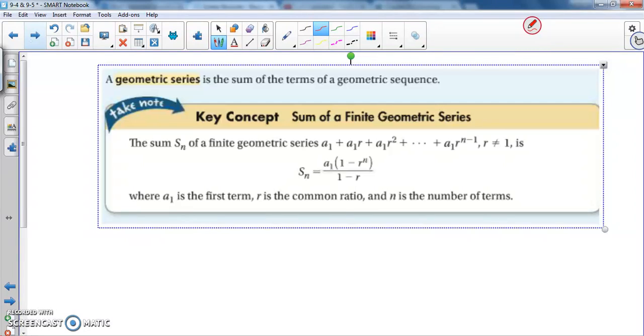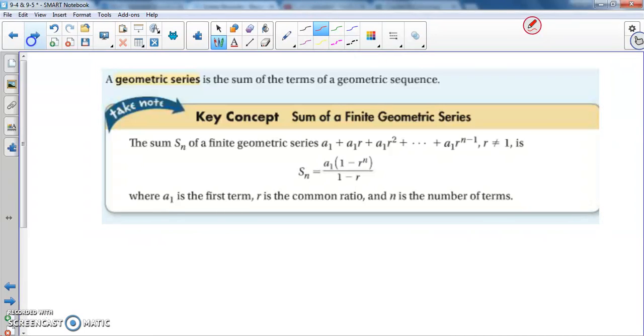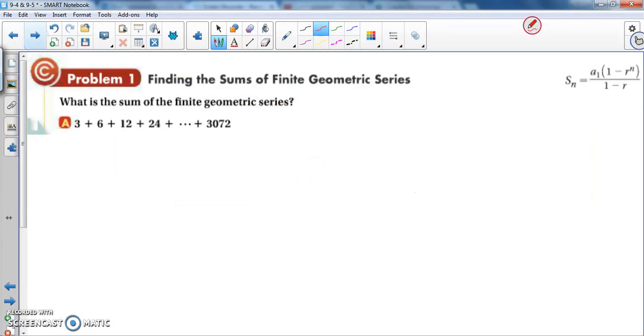A geometric series is the sum of the terms of a geometric sequence. So, if we're finding the sum of a finite geometric series, our formula is the sum is equal to the first term times 1 minus r to the n power, all over 1 minus r, where a1 is the first term, r is the common ratio, and n is the number of terms. Please realize that this is a finite geometric series, so this has an ending.